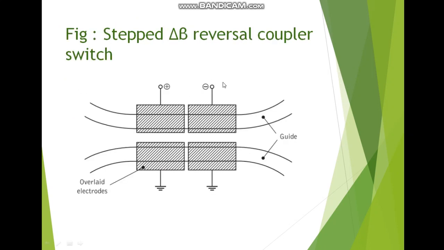So this is my diagram of stepped delta B reversal coupler switch. Couplers are divided, these electrodes are divided in two halves, positive and negative. Two waveguides are there. So the signal will flow very easily and you can get output through this switch.